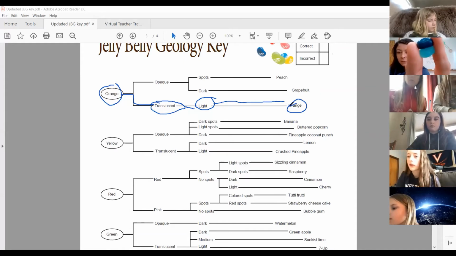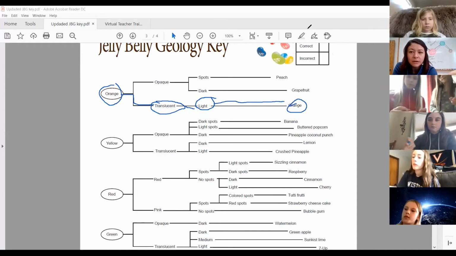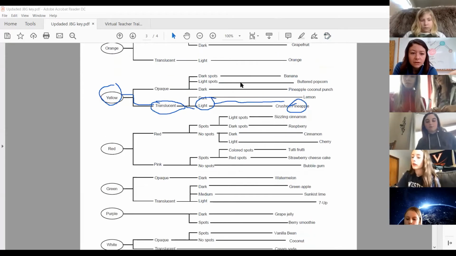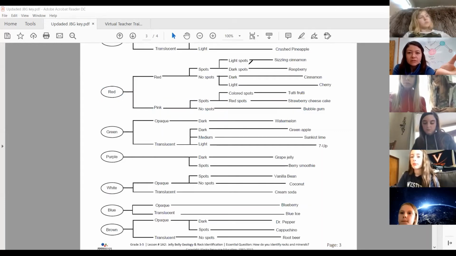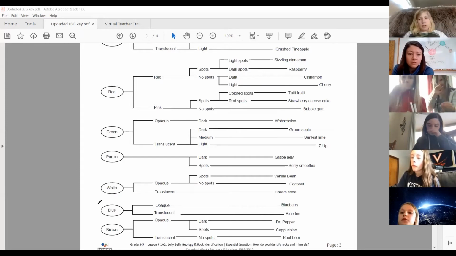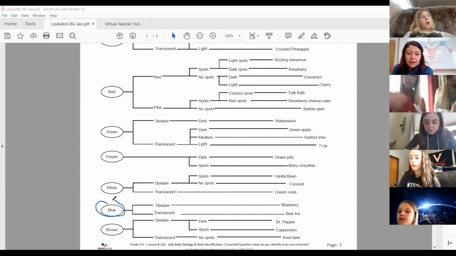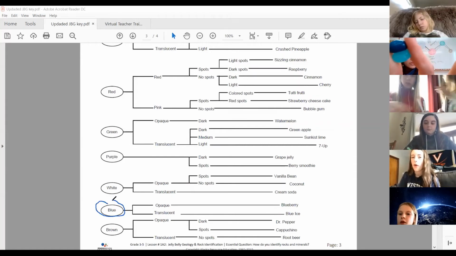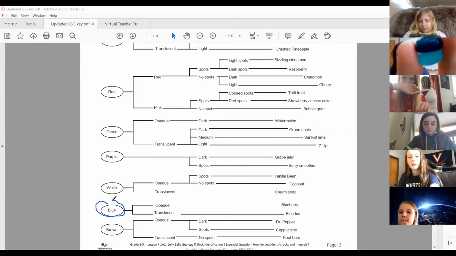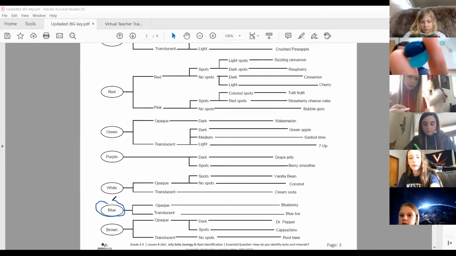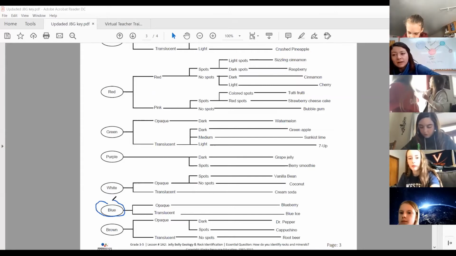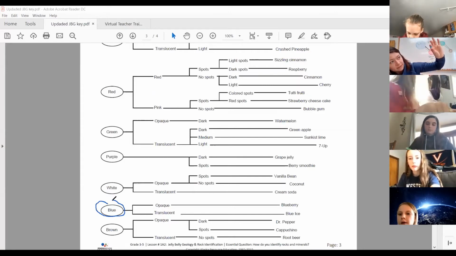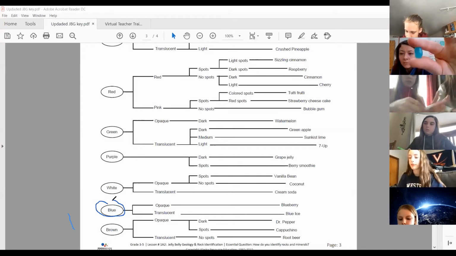Here's my 2. I've got a light blue and a dark blue, so I'm going to scroll down to blue. Oop, I've got to get rid of my annotation. All right. So I'm going to start at blue. Circle blue. All right. So I've got 2 here. The next question is opaque or translucent. Those of you who have the light blue, tell me if it's opaque or translucent. Translucent. I'm going to test it with my light. I can definitely see the light coming through it. Good. So the light blue is translucent.